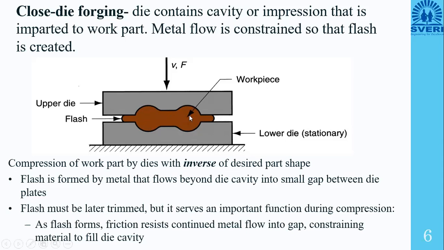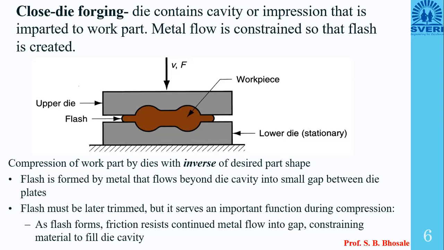Material will start to flow in this cavity first. Material will fill this cavity, upper and lower side, this side and this side. But whatever the extra material is there, that extra material will be this one. It will flow into the gap between upper die and lower die, and that extra material is called flash. Afterwards, we have to cut and remove this flash. So when this flash is created, it is called closed die forging.